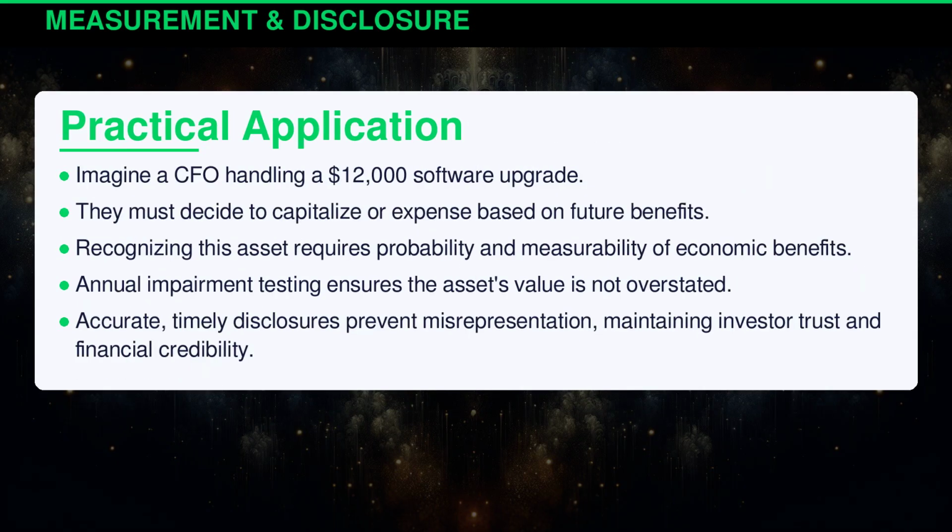Imagine a CFO handling a $12,000 software upgrade. They must decide to capitalize or expense based on future benefits. Recognizing this asset requires probability and measurability of economic benefits. Annual impairment testing ensures the asset's value is not overstated. Accurate, timely disclosures prevent misrepresentation, maintaining investor trust and financial credibility.